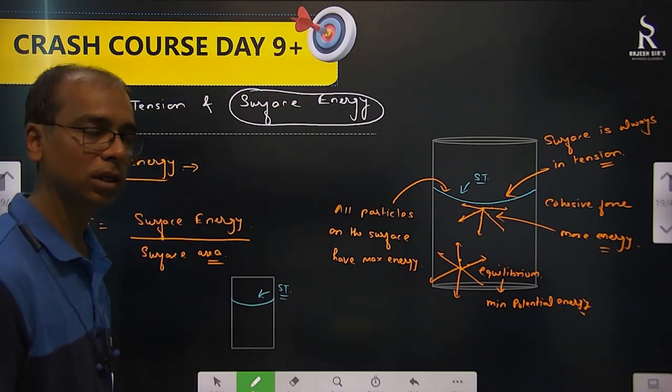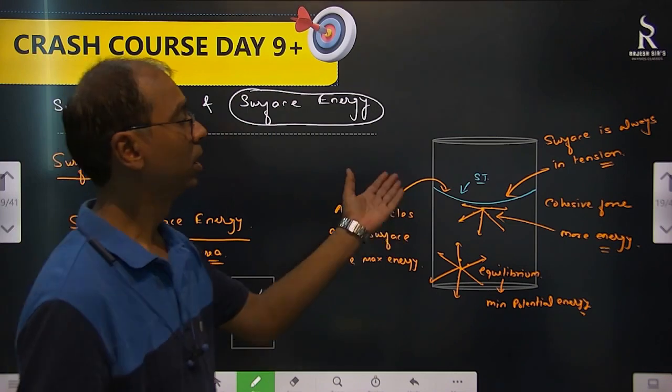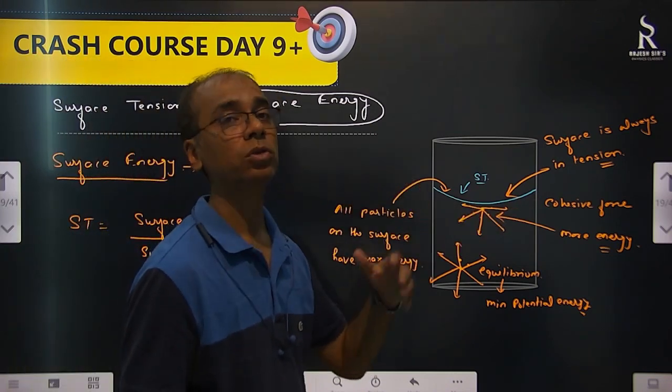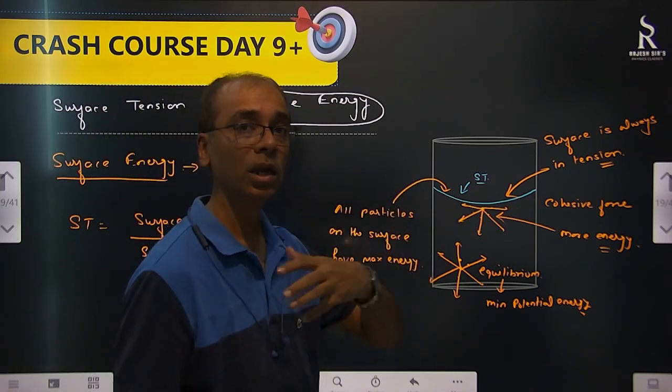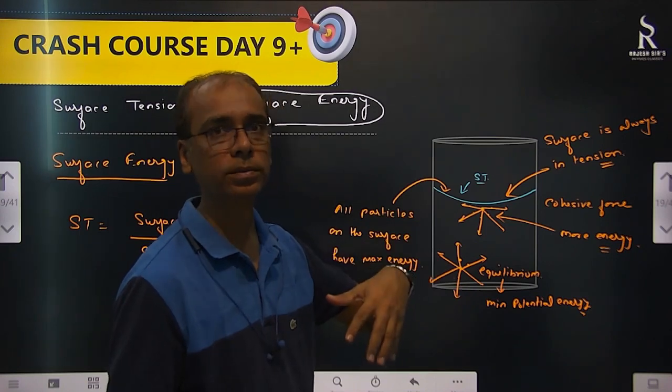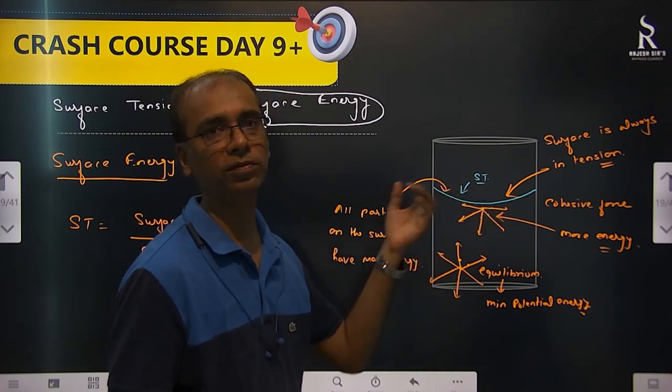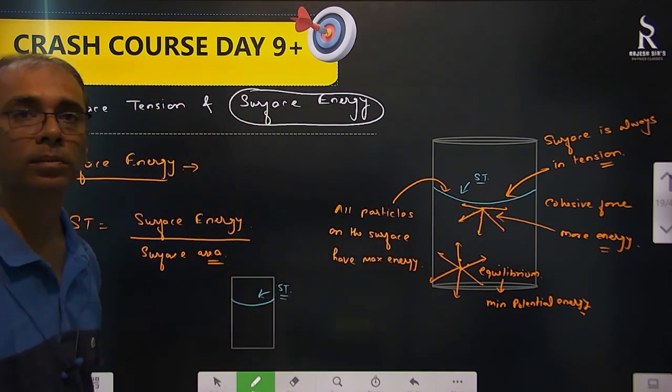That way also we can say, or in another way, as I told you, here more particles are there, so actually surface energy will be the energy of all those particles. So since here there are more particles, there is more surface energy as compared to this one.